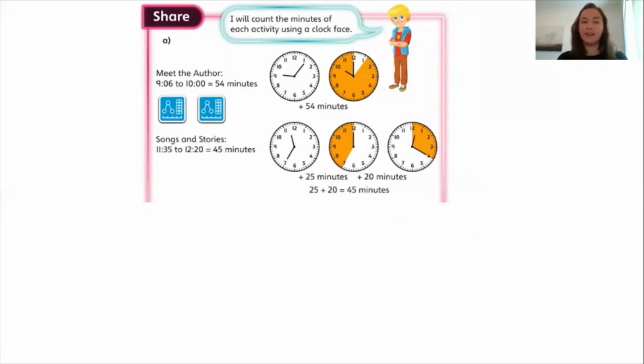Songs and Stories ran from 11:35 until 12:20. From 11:35 until 12 o'clock, as shown by this clock here, it's 25 minutes. And then from 12 o'clock until 20 past 12 is another 20 minutes. So we can add those two together. 25 and 20 gives 45 minutes altogether.